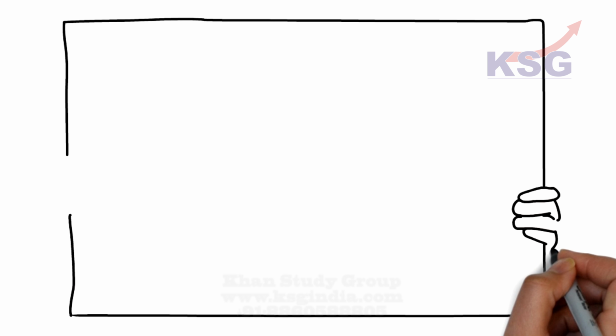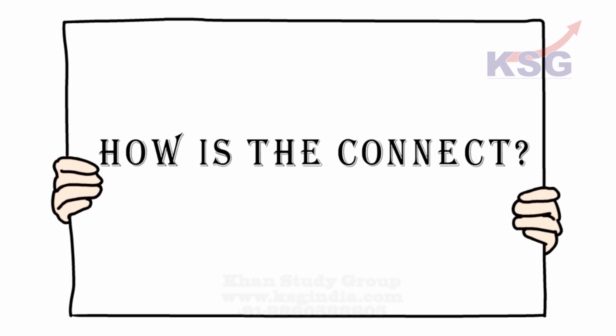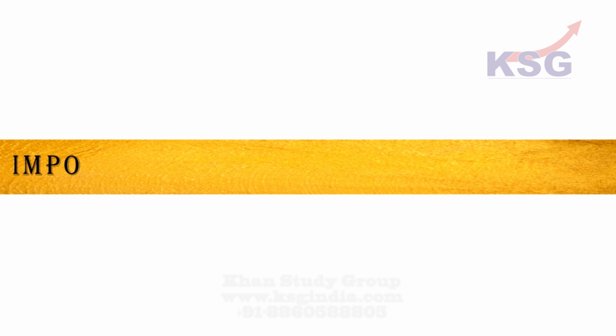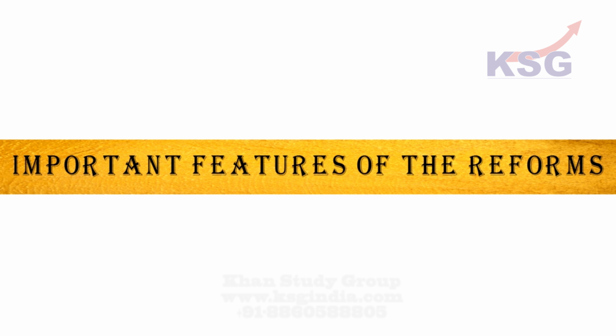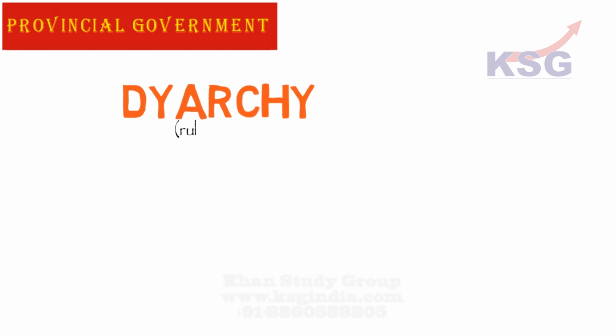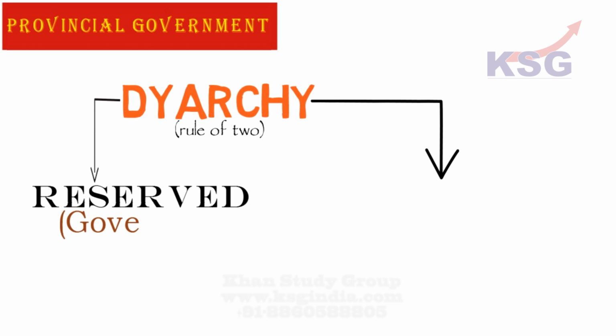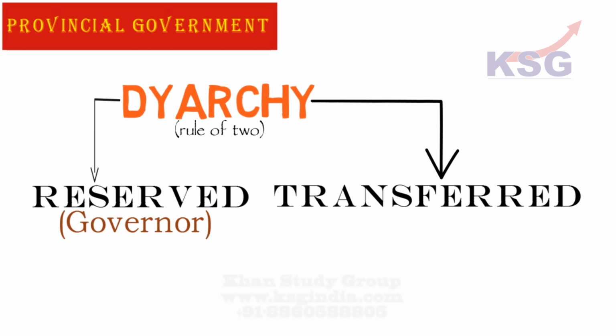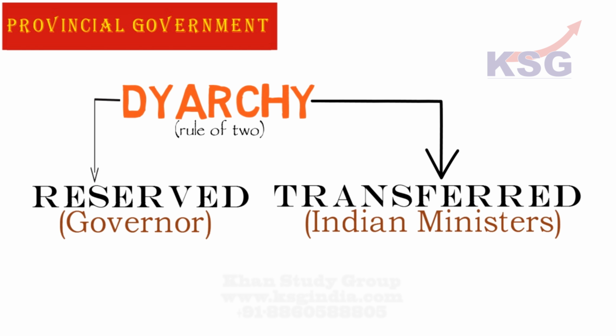Let us see how this is connected to the UPSC syllabus. Some of the important features of this reform were: provincial government. Diarchy, that is rule of two, was introduced. The provincial subjects were divided into two groups. One was reserved subjects under the governor and another was transferred subjects under the Indian ministers.